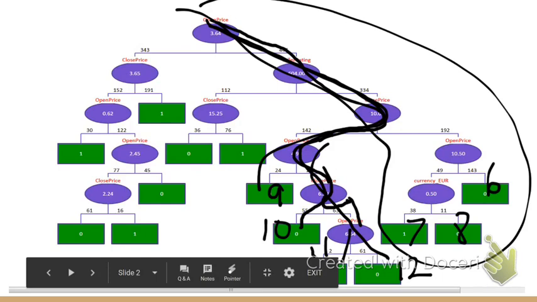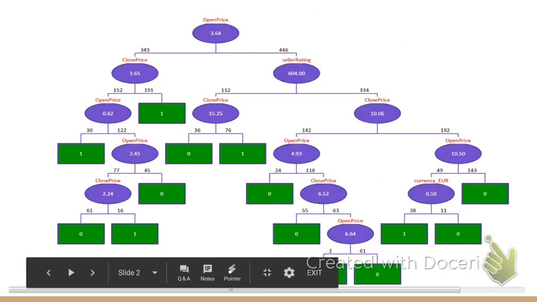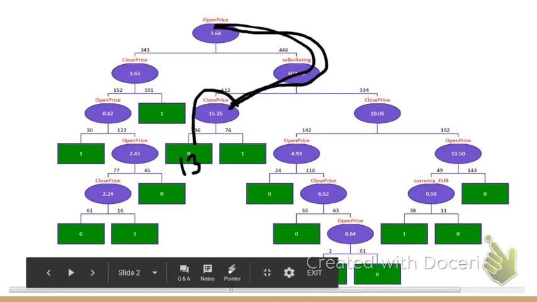And then the last part is this right here. So we have this kind of middle part. So this one is, if open price, let me clear this so we can see better. Open price is greater than or equal to 3.64. Seller rating is less than 604. Close price is less than 15.25, not competitive. This is rule number 13. Again, open price, seller rating down here, but now we're going to go greater than or equal to 15.25 on close price, competitive. That's rule number 14.